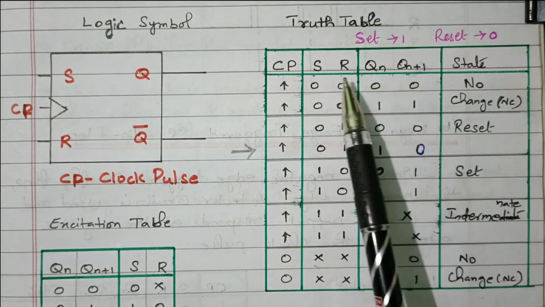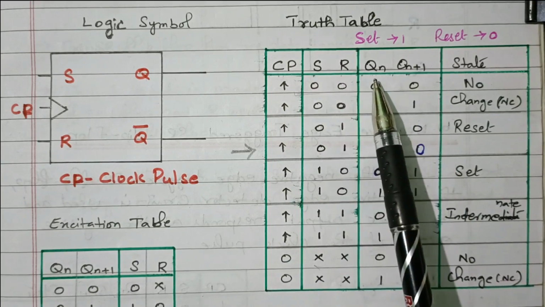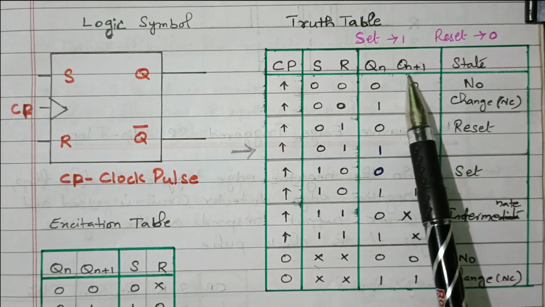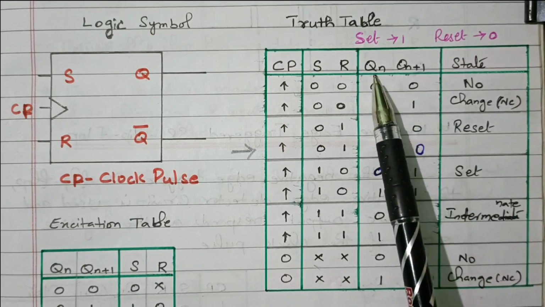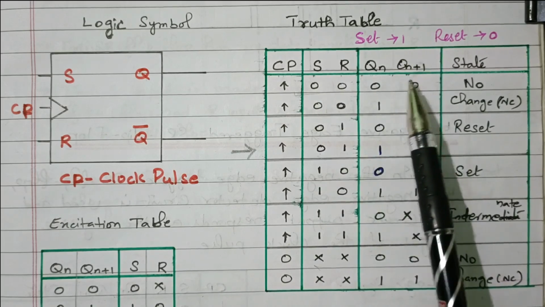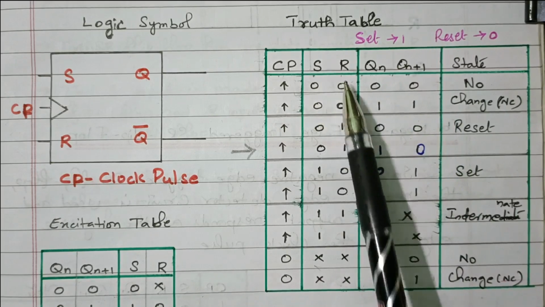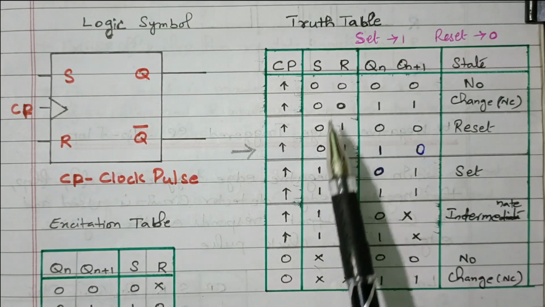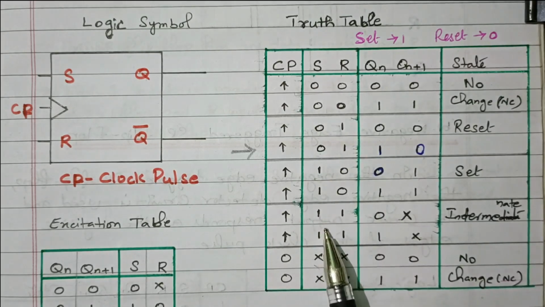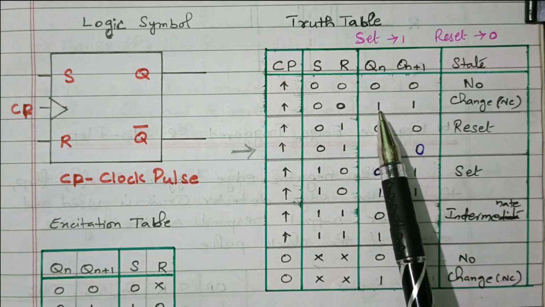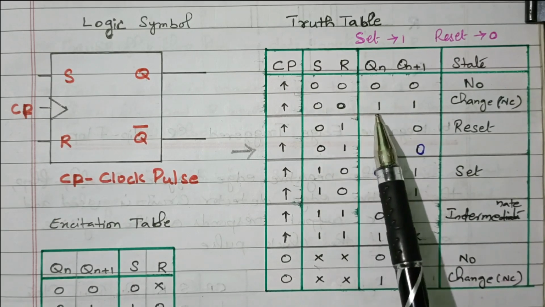We already know these are the two inputs, S and R. This is the present state and next state, Qn bar. The next state is Qn plus 1, not bar. Qn plus 1 depends upon Qn and the two inputs, S and R. So the next state depends upon the present state and the two inputs. With two inputs, two variables, 4 combinations are available: 0 0, 0 1, 1 0, 1 1. Qn is one variable with 2 possibilities, 0 or 1: 0 0 0 or 0 0 1.